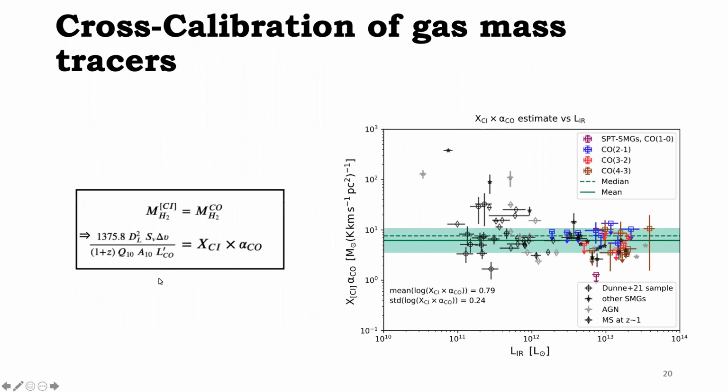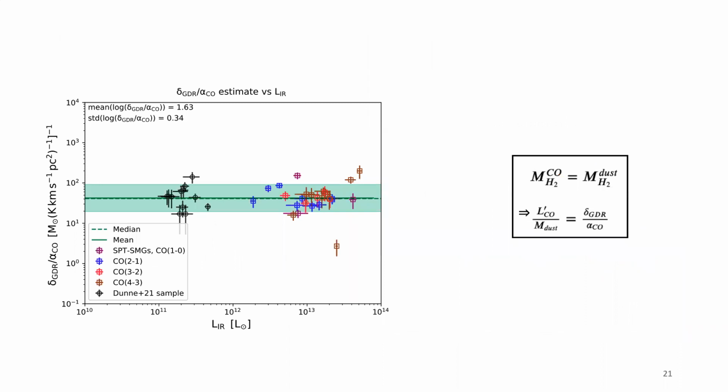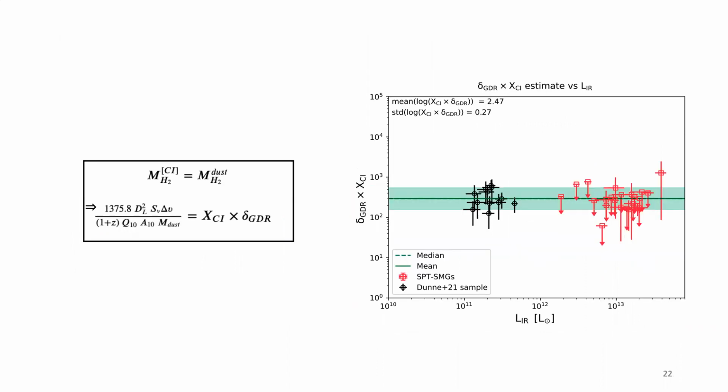And when we check this relation in comparison to the LIR, for our sample as well as the ancillary data that's available, we can see how there's not a very large scatter in this relation, as well as we don't see a significant trend with the IR. The same holds true when we compare the gas to dust ratio and the alpha CO, as well as the gas to dust ratio with the C1 abundance.